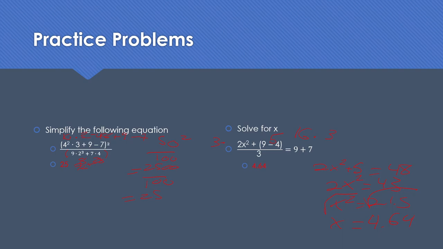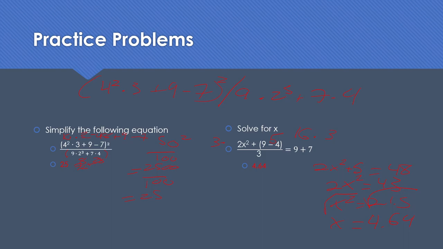So that's, in a nutshell, the math you're going to be doing. So definitely give it some practice. Make sure, especially with PEMDAS, you practice punching things into your calculator. For this problem over here, if you just did this in order, 4 squared times 3 plus 9 minus 7, even if you got the parentheses and squared it, and then just put divided by 9 times 2 cubed plus 7 times 4, let's punch that into our calculator and see what we get.